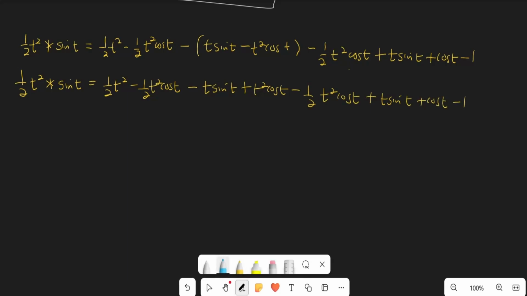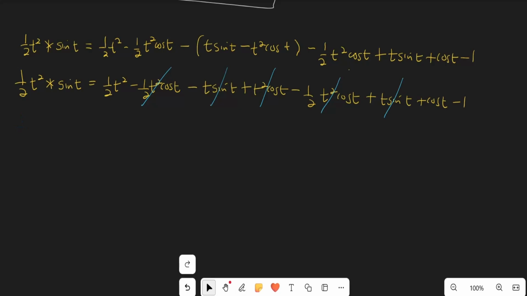Will there be any cancellations? Let's see. Minus 1/2 t squared cosine of t and minus 1/2 t squared cosine of t combine to minus t squared cosine of t, which is going to cancel with this t squared cosine of t. So these 3 terms will cancel. Next one is negative t times sine of t, which is going to cancel this positive t sine of t. And what is left is the answer.